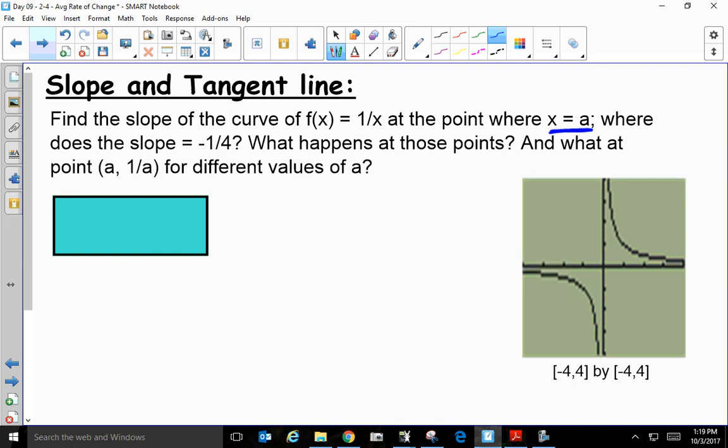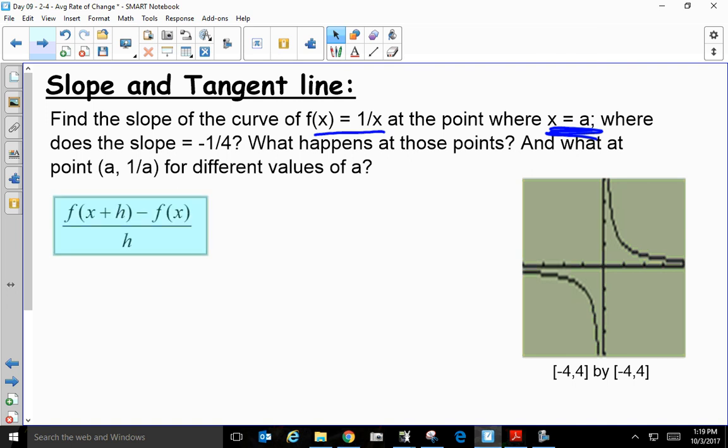All right? Where does a slope equal negative 1/4? What happens at those points, and at what point 1 comma 1 over a for different values of a? Let's just worry about finding the slope of the curve at this point first. We can answer all that other junk afterward. And guess what? We're still going to use our favorite quotient. All right? We're still going to use that.